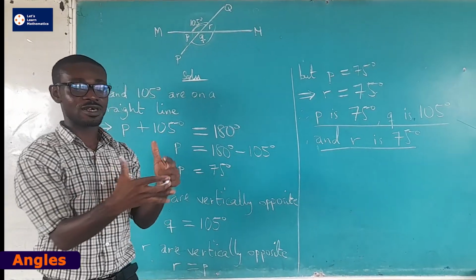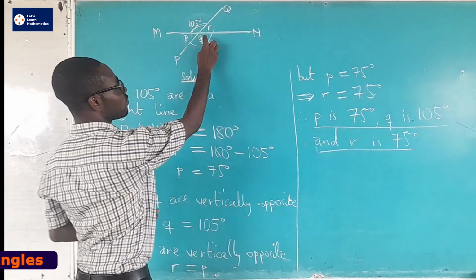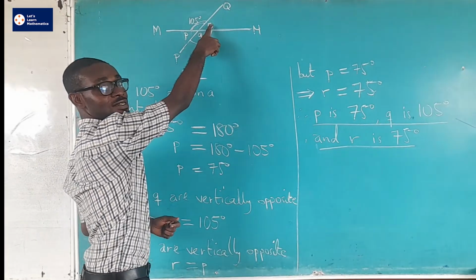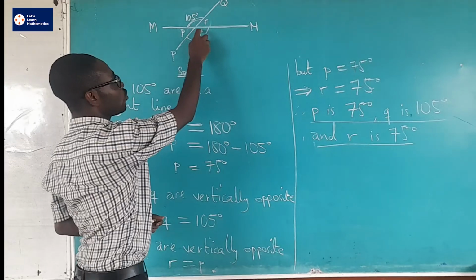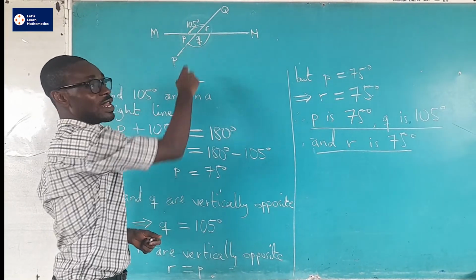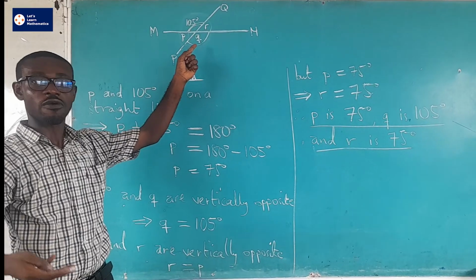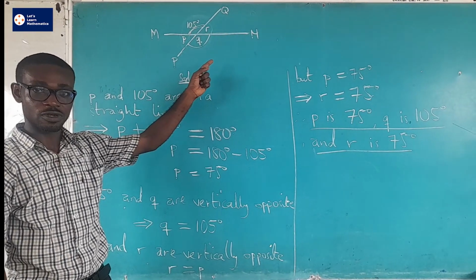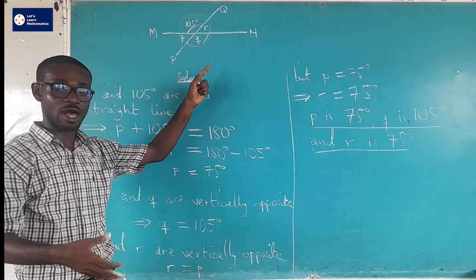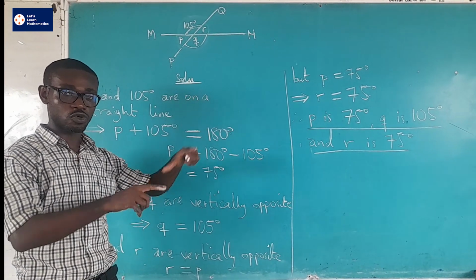Adjacent means that they are close to each other or they are on the same side. So for instance, Q and R are adjacent angles. But Q and 105 degrees, they are not on the same side of any of the lines. So it means they are non-adjacent or vertically opposite. So vertically opposite angles are also called non-adjacent angles. So know the difference.